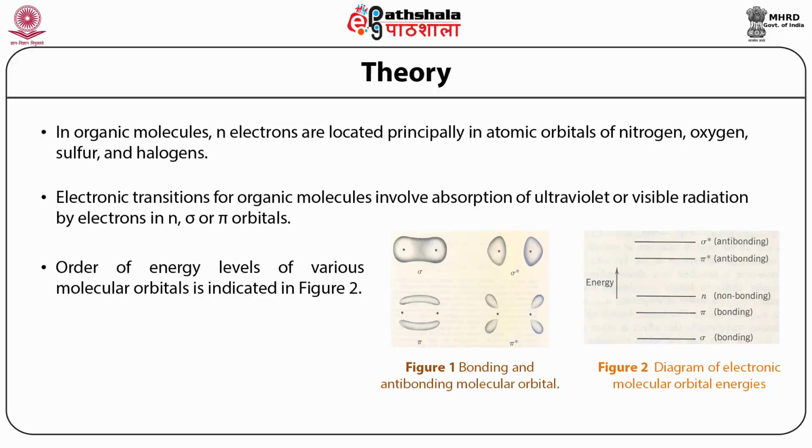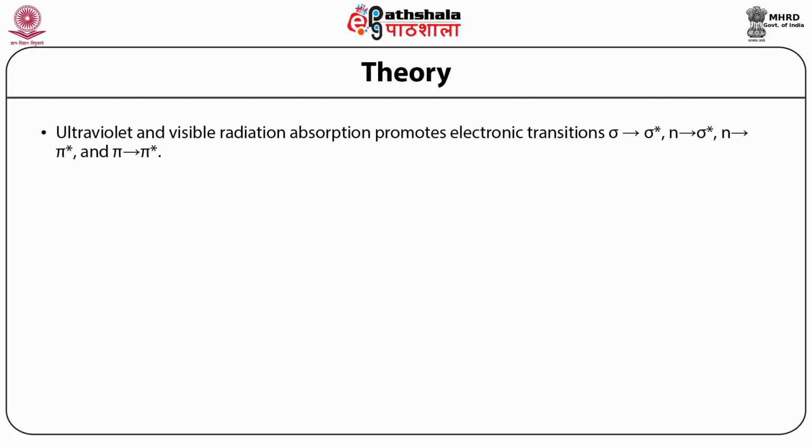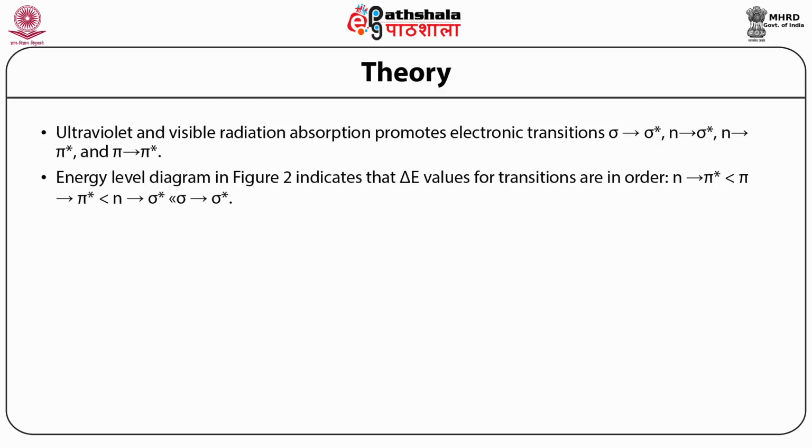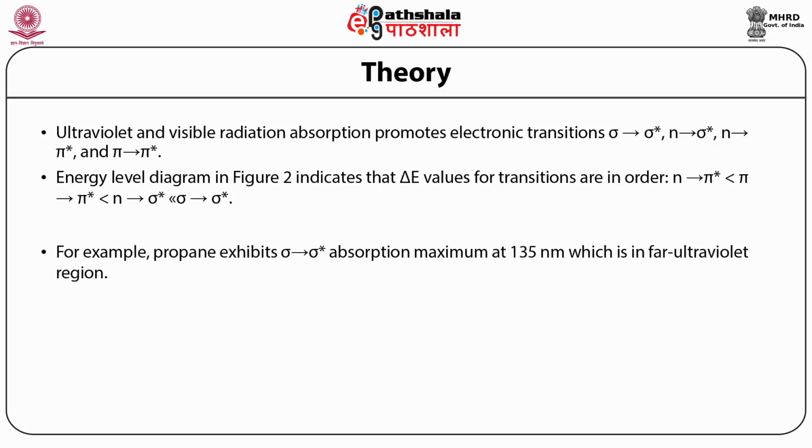The order of energy levels of various molecular orbitals is shown in figure 2. Ultraviolet and visible radiation absorption promotes the electronic transitions sigma to sigma star, n to sigma star, n to pi star, and pi to pi star. The energy level diagram, as shown in figure 2, indicates that the delta E values for transitions are in the order n to pi star, then pi to pi star, n to sigma star, and sigma to sigma star. Means sigma to sigma star requires maximum energy, whereas n to pi star requires minimum energy.